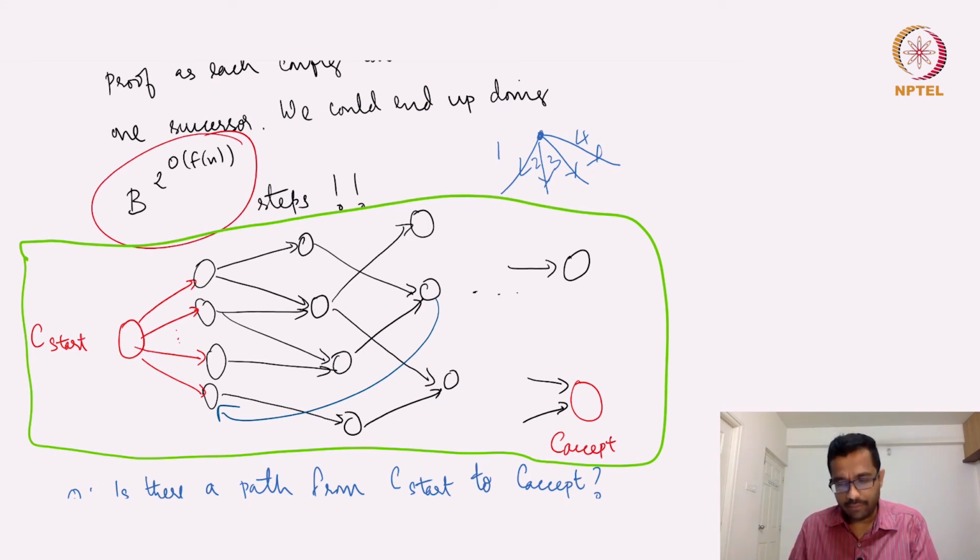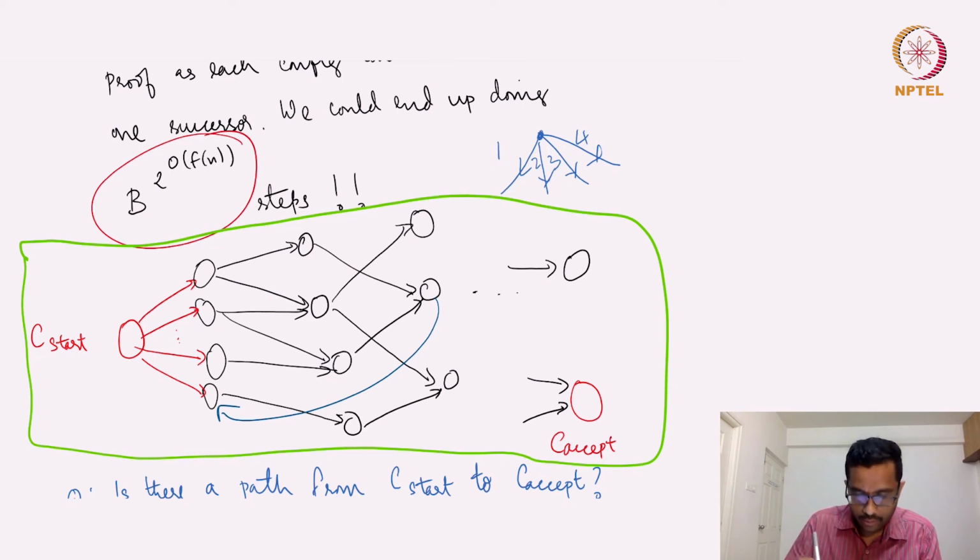It's a non-deterministic machine, so there could be looping on some parts, but there may not be looping on other parts. All we are interested in is, is there a path from the starting state to the accepting state in this configuration graph?